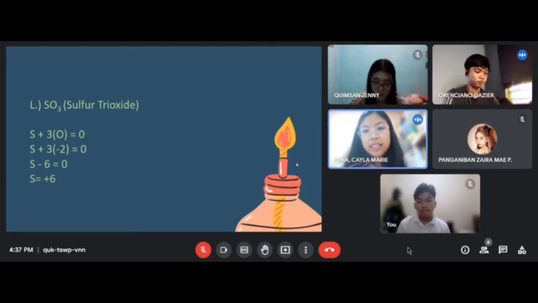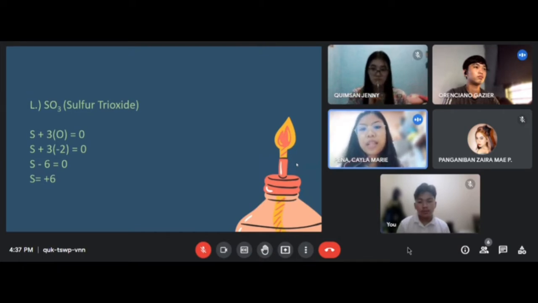Sulfur trioxide. It is a neutral compound. So substitute lang natin yung oxidation number ni oxygen, which is -2. So we have S plus 3 times -2 is equal to 0. Then S minus 6 is equal to 0. Then transpose lang. S is equal to +6.